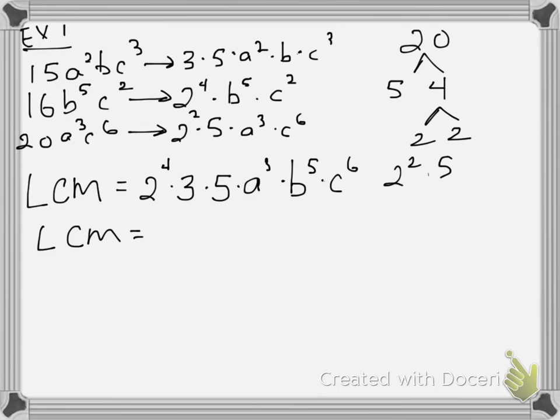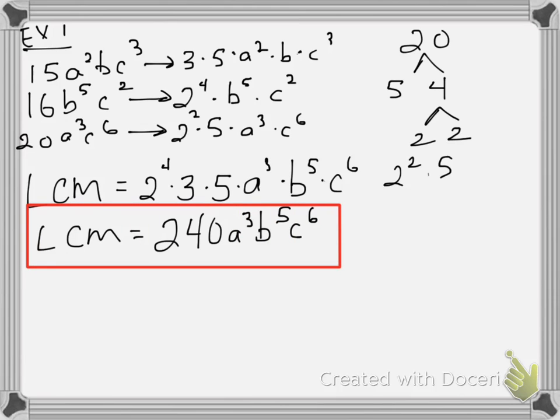Anyone? 240. Anyone? Whatever 480 times 5. Anyone? 240. That's correct. 240. All right. So it's 240, and then all I got to do is match back together my variables, and I have 240 a cubed, b to the 5th, c to the 6th power. And there is my LCM for this problem.